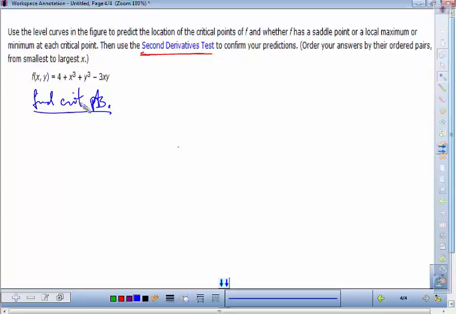So CRIT is short for critical points. We can just use CP, I suppose, but I use critical points. And we need to find a derivative with respect to x. This is going to be 3x squared minus 3y. And the derivative with respect to y, which is going to be 3y squared minus 3x.